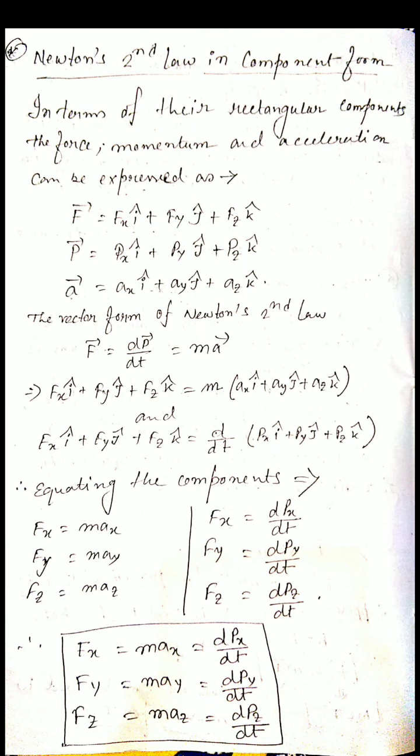So if we come from this to three expressions, that means six expressions, we can write Fx equals m into ax and Fx equals also dpx by dt. So we can write Fx equals m into ax, that is equal to dpx by dt. Similarly, the y term and the z term also. So this will be the rectangular component of the force, or we can write Newton's second law in component form, rectangular component form.